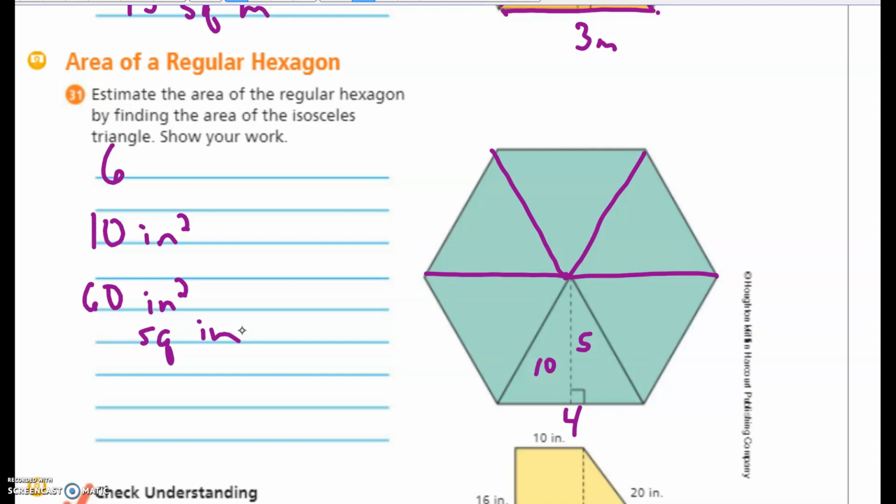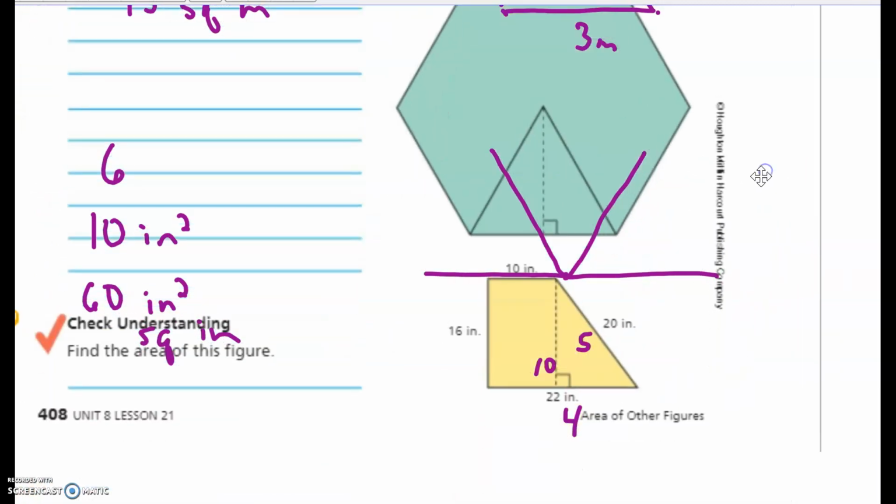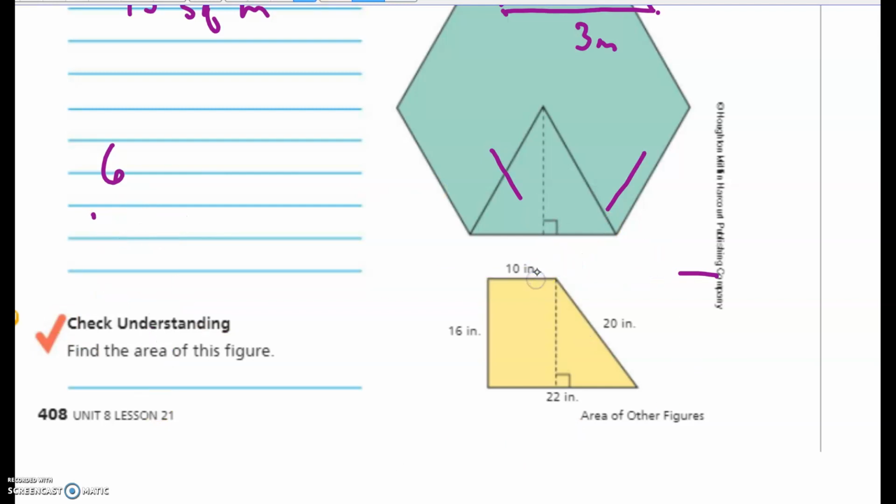One more problem for today. All right, I want you to find the area of this figure.